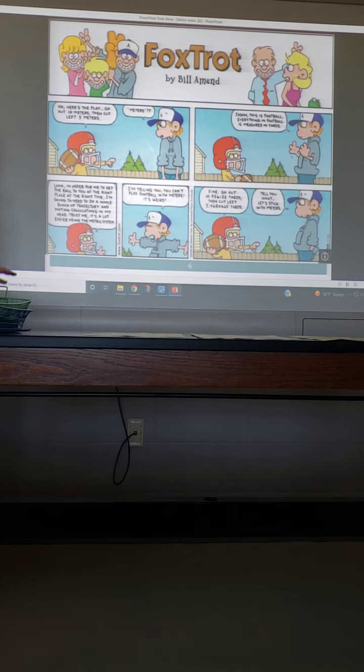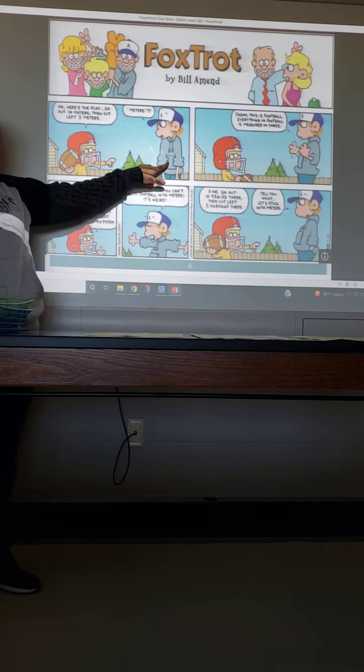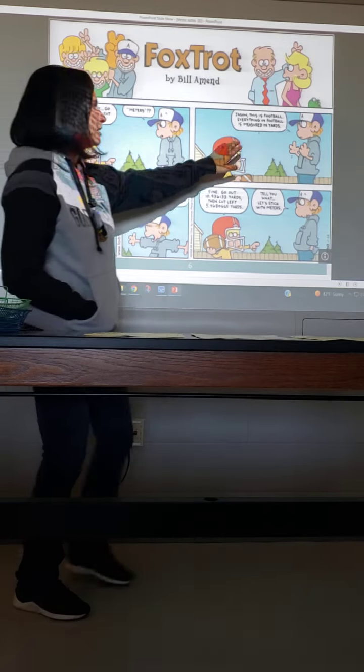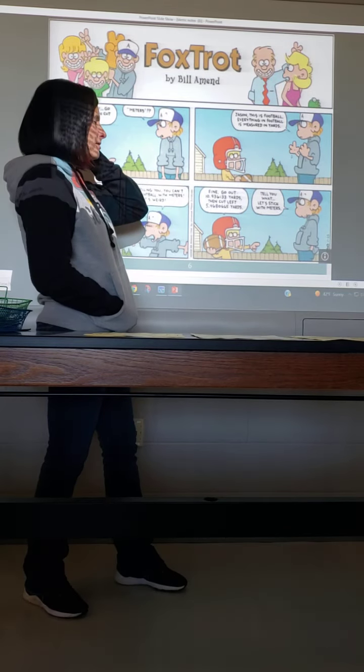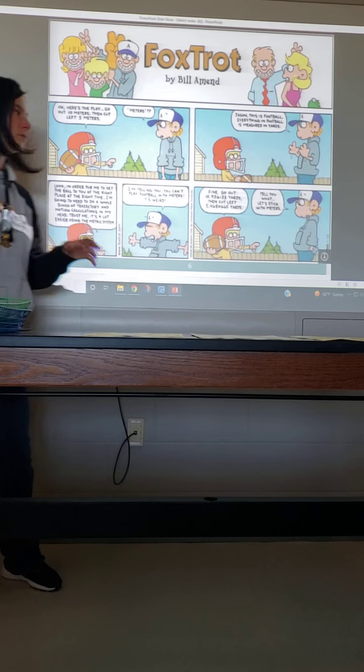Okay, so here's kind of trying to show the difficulty of the US system. It says, okay, here's the play. Go out 10 meters, then cut left 5 meters. Meters? Like you're playing football. Like it's 5 yards, 10 yards, right? He's like, Jason, this is football. Everything in football is measured in yards. Like, what's wrong with you?